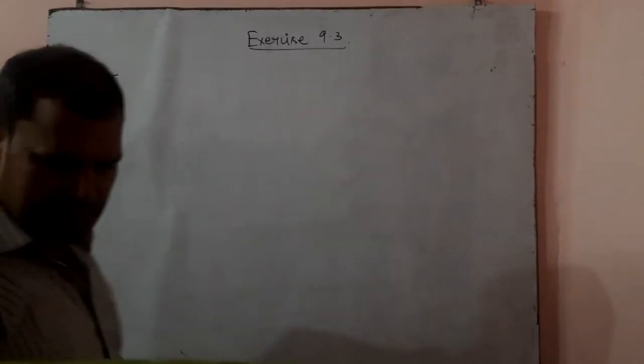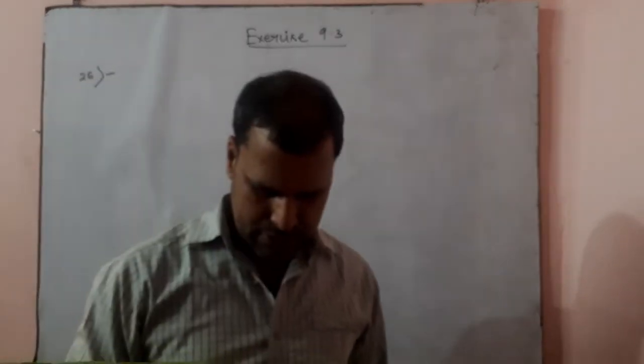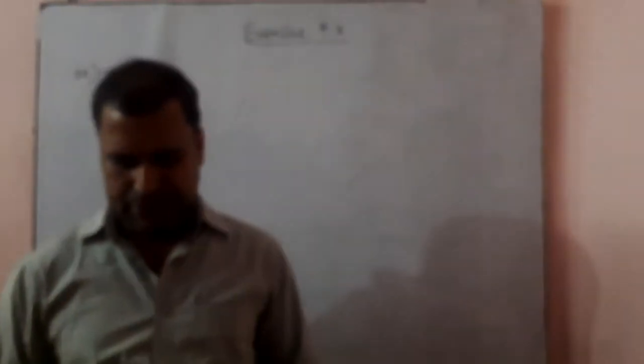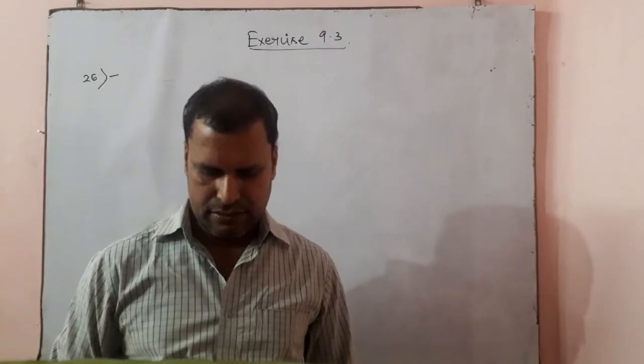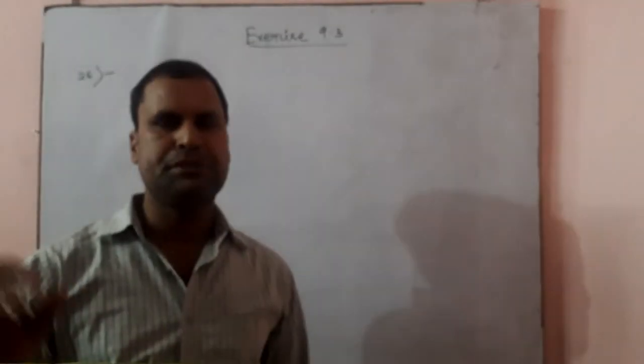Question number 26 is, insert two numbers between 3 and 81 such that the resulting sequence is in GP.